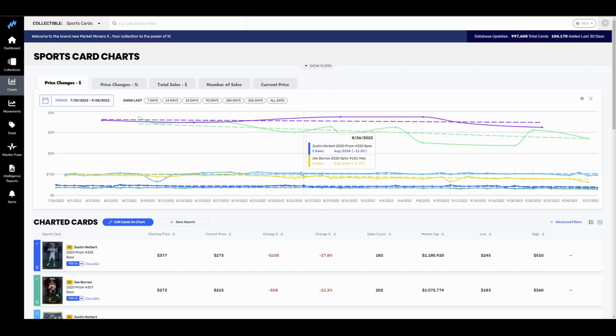Similar things happened last year. Burrow stuff dipped pretty hard in season. Herbert stuff dipped pretty hard in season. And then rallied back as they made second half runs. Obviously, we're not even close to the halfway point of the season yet. There's a long way to go.